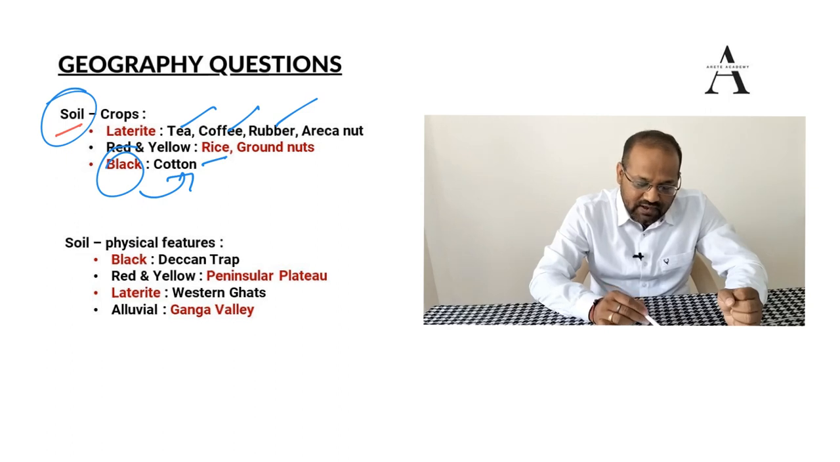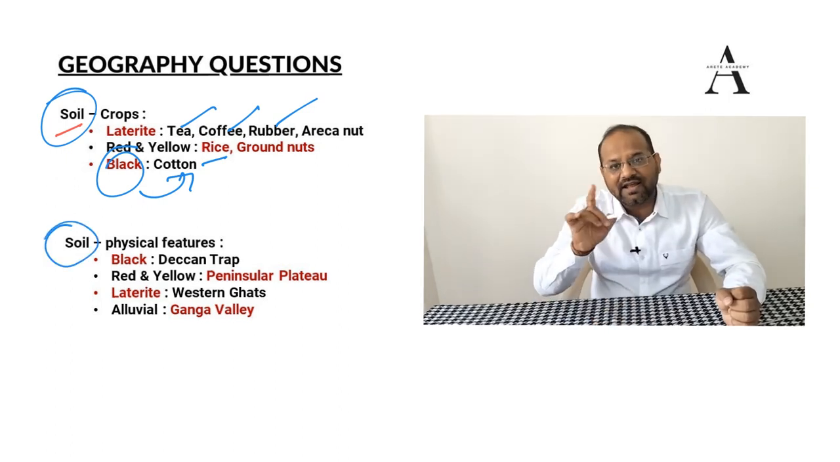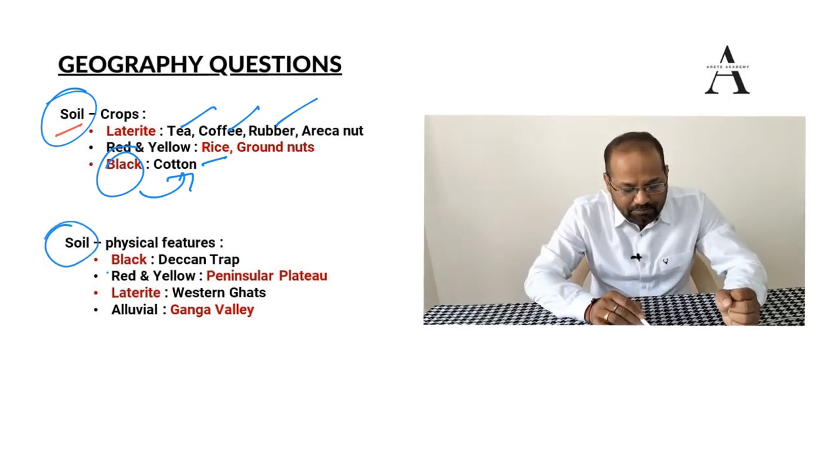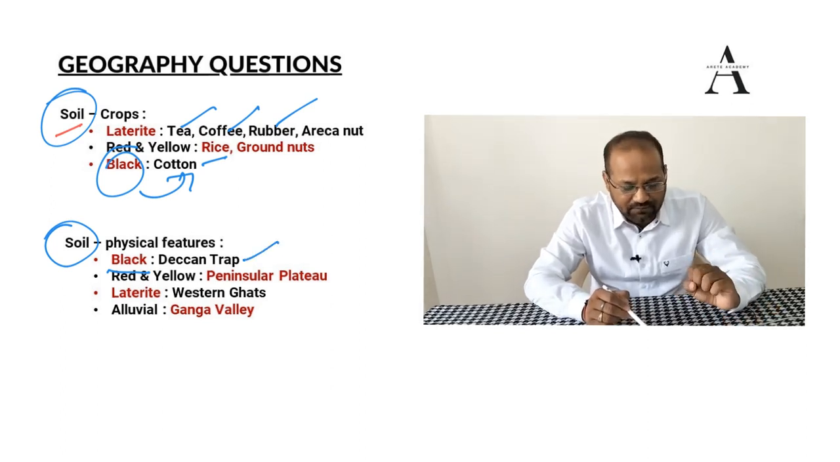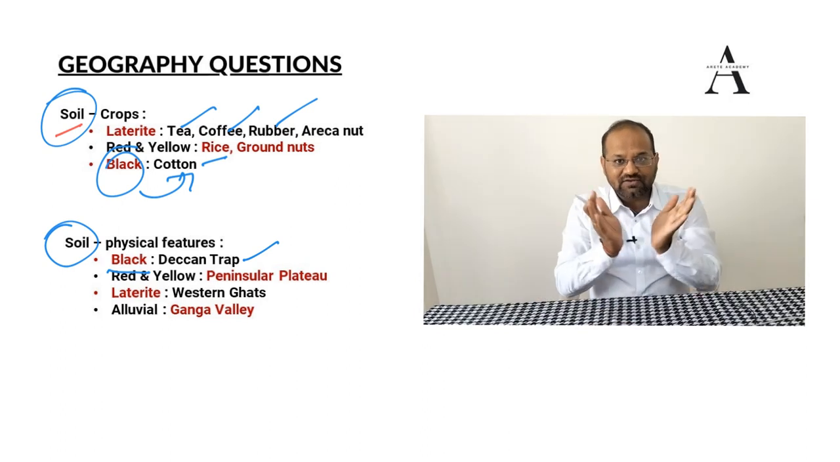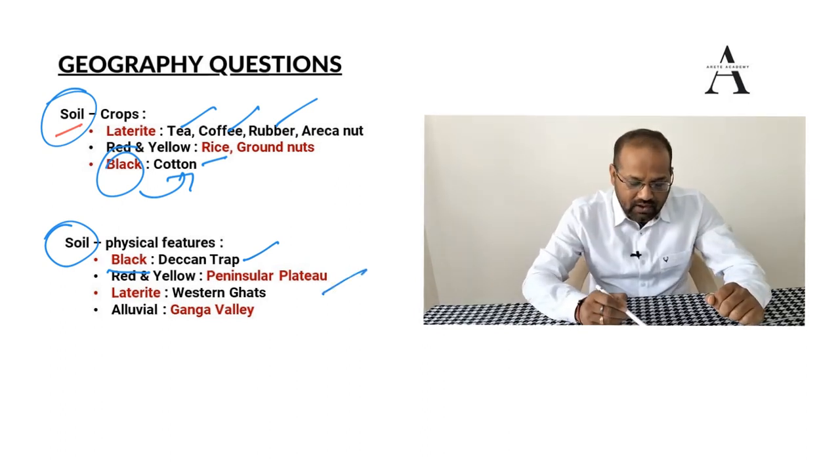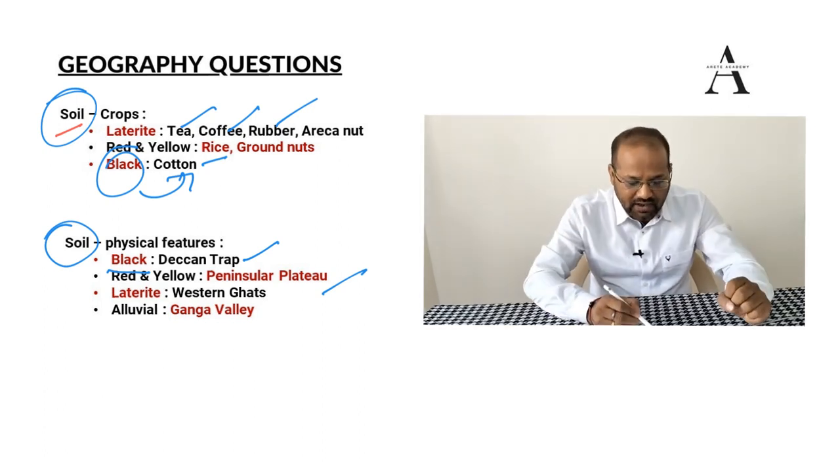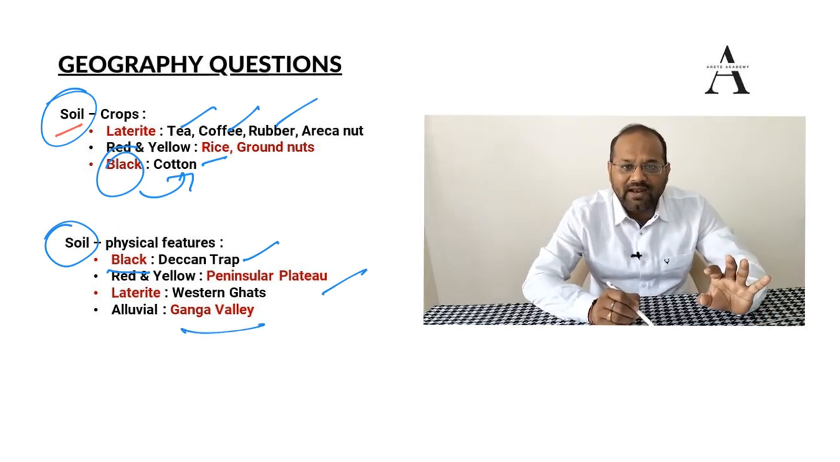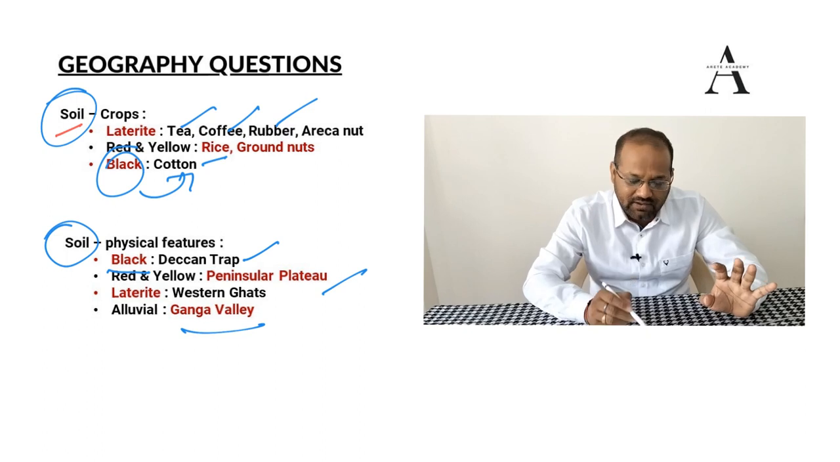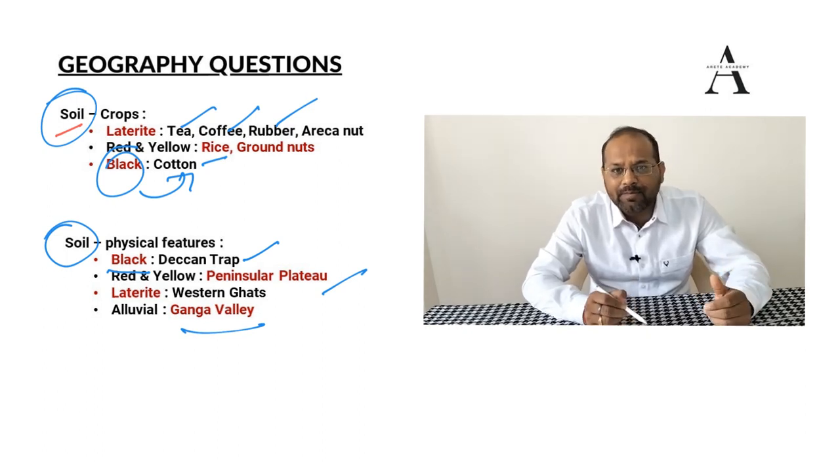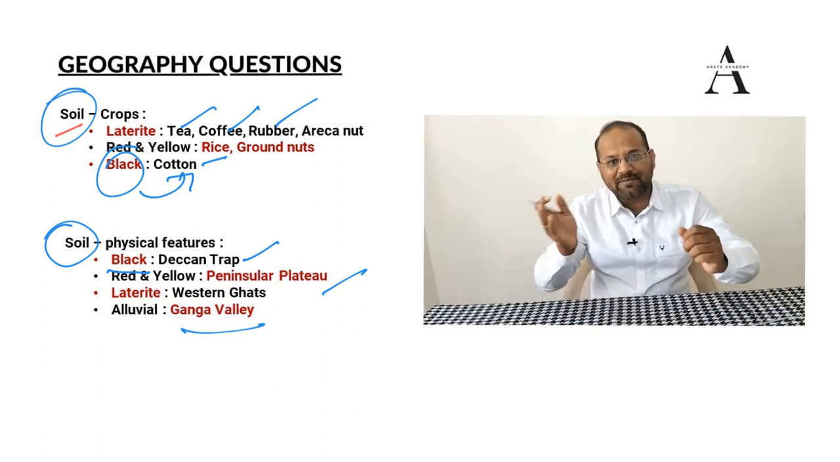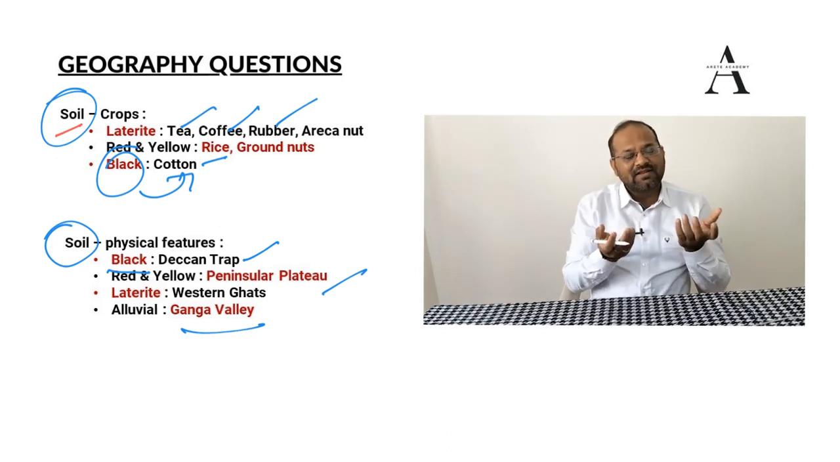Another way UPSC has been asking is soil and its linkage with a physical feature. Black soil is found where? You will find black soils in the Deccan Tract region. Red and yellow soil you will find in the Peninsular Plateau. Laterite soil you will find in patches on the Western Ghats or Eastern Ghats. Alluvial soil you will find in any river valley or coastal regions, like the Ganga Valley and Brahmaputra Valley. They will replace the name of the river valley and ask you to match.